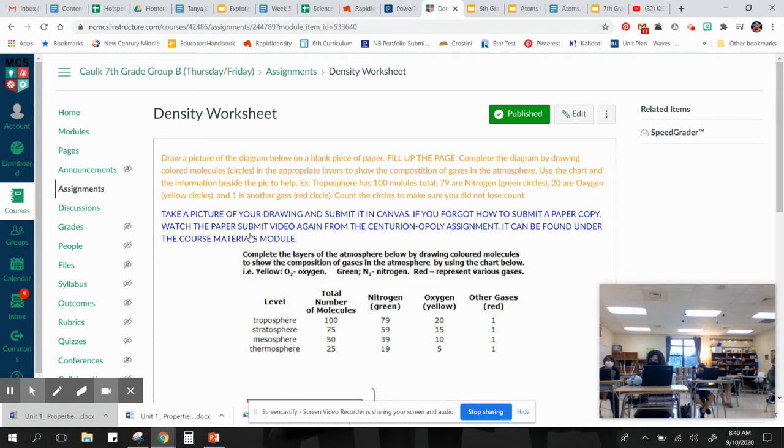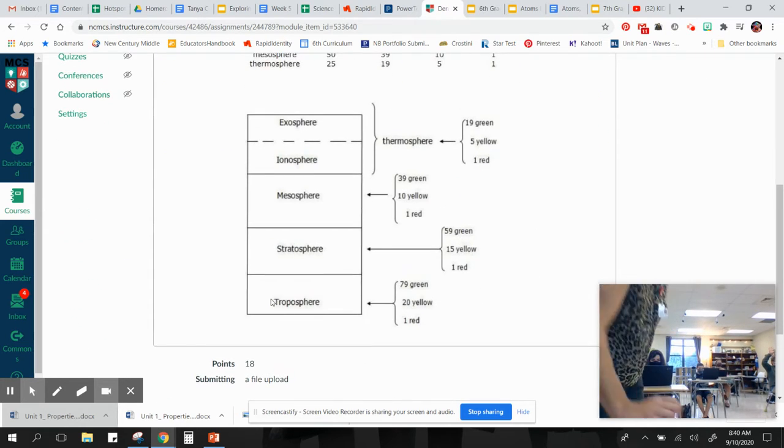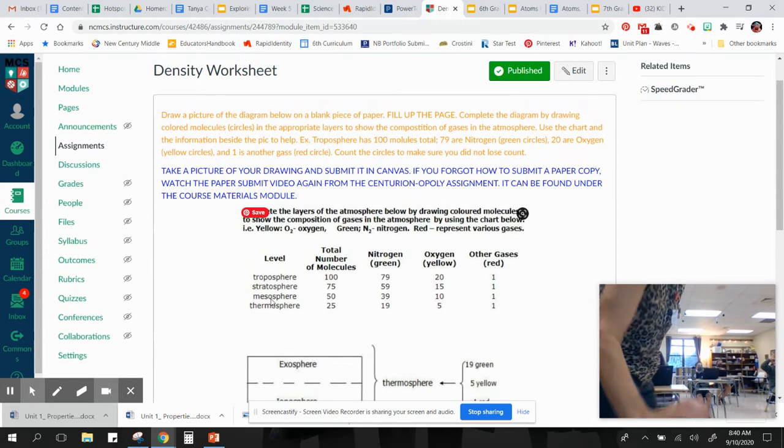All right. Okay, so let's read through this assignment. You are going to draw a picture of the diagram below. So scroll down just a little so you can see the diagram. Okay, so see this diagram here? The boxes with the layers of the atmosphere. Okay, so you are going to draw a picture of that diagram on a blank piece of paper. Make sure to fill up the page as much as you can.